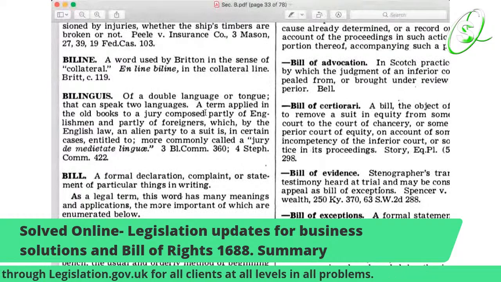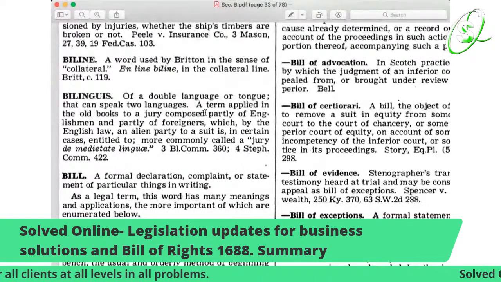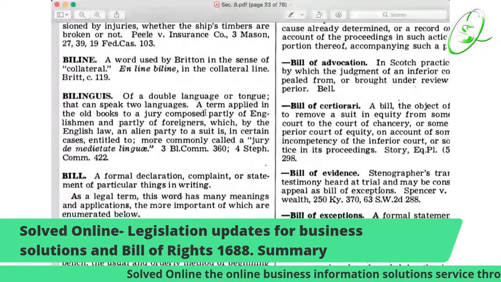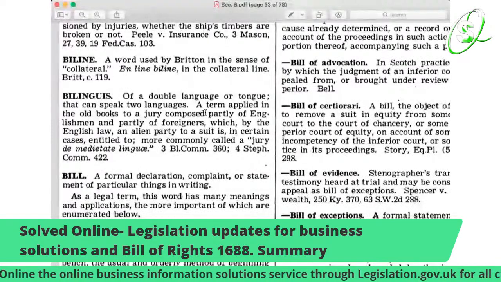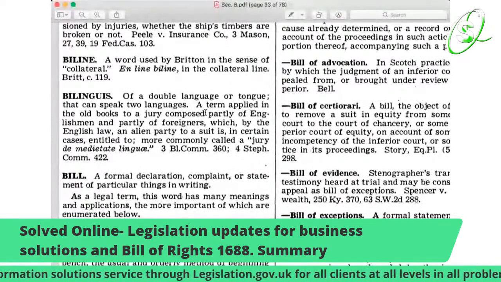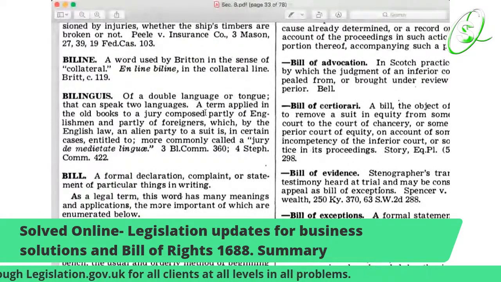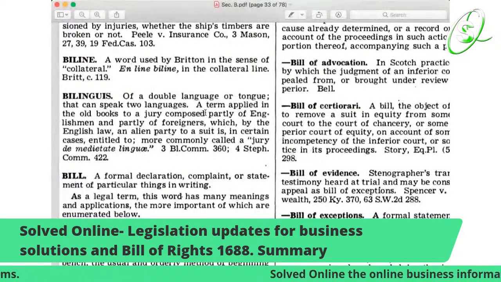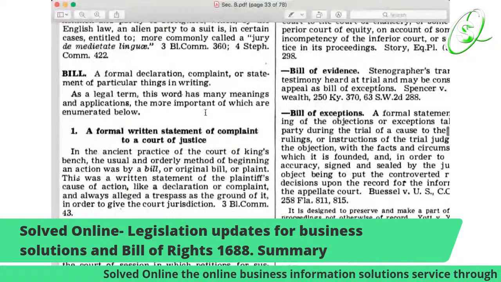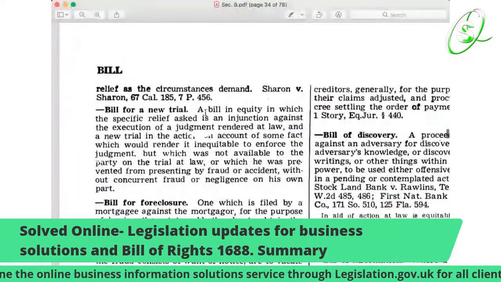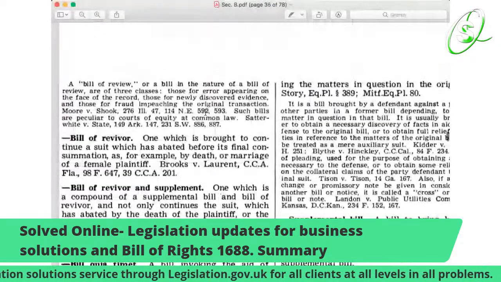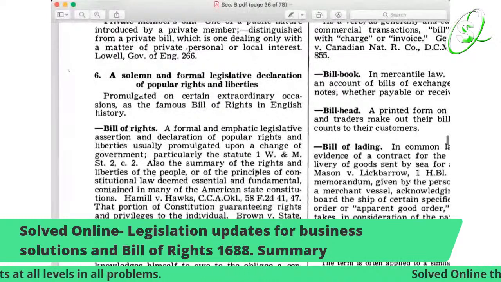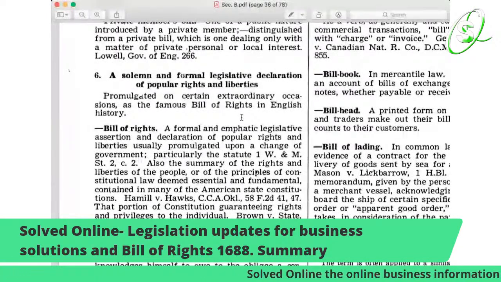Very simple one. Bill: a formal declaration, complaint, or a statement for a particular thing in writing. As a legal term, this word has many meanings and applications, the more important of which are numerous below. These are the most important. Let's go down to the Bill of Rights. The Bill of Rights is in all of these bills, and there we have it.